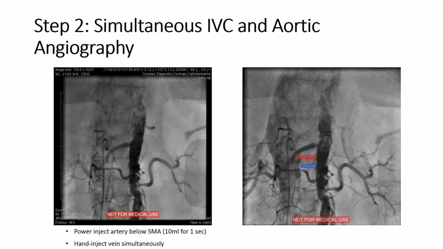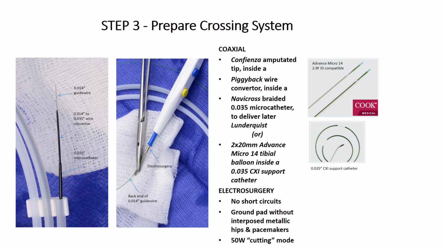So usually the way it works, you need a 014 wire, which is usually a Confianza wire that you amputate the tip of, that you put within a wire converter, either a Fine Cross or a Piggyback wire, and that you introduce all this in a 035 microcatheter, in this instance, the Navicross. Then you take the back end of the wire and you attach it to an electrosurgery pencil and you clamp it. And this is where you're going to deliver your energy. And usually you put the energy, the RF ablation that you use for transseptal puncture, in a cutting mode, around 50 watts. And this is how it looks in the cath lab.